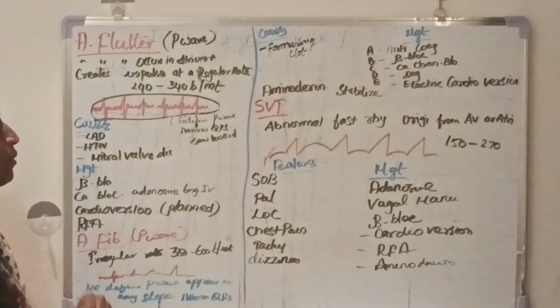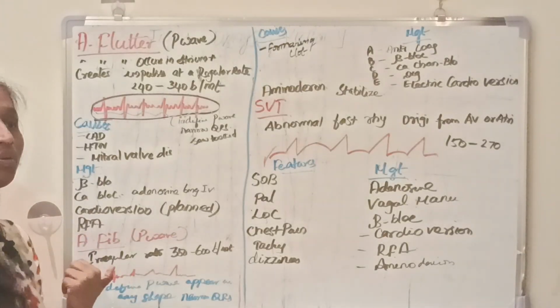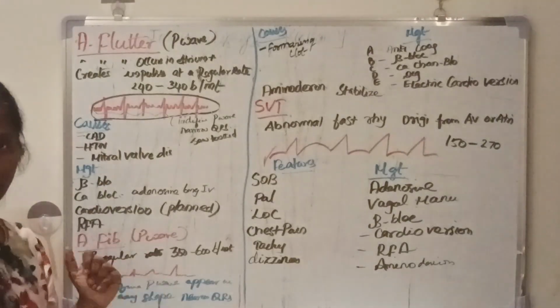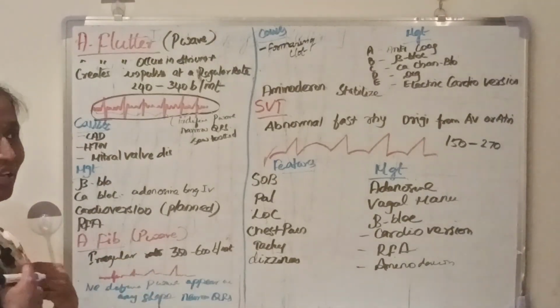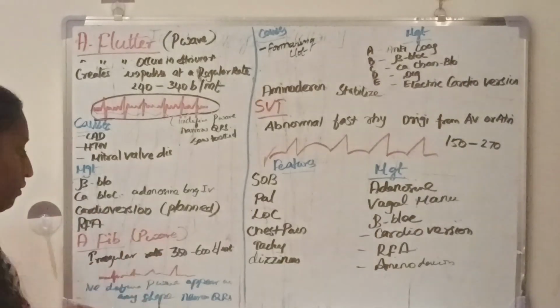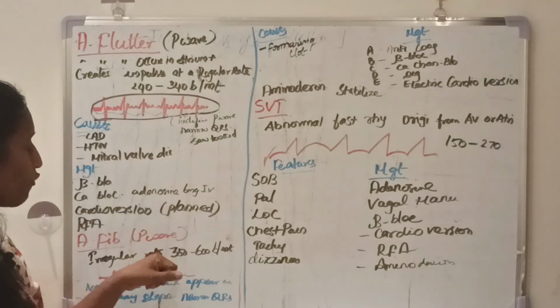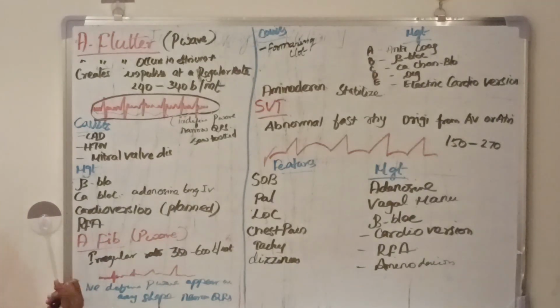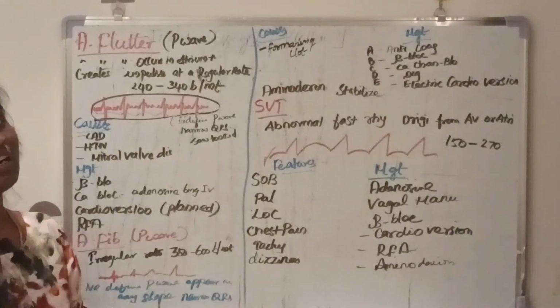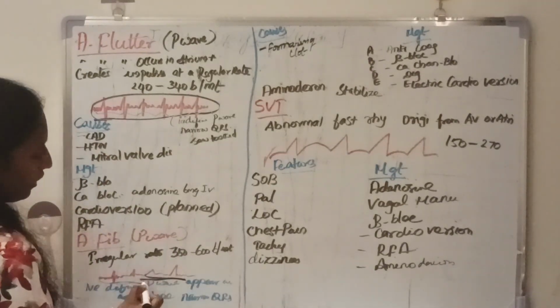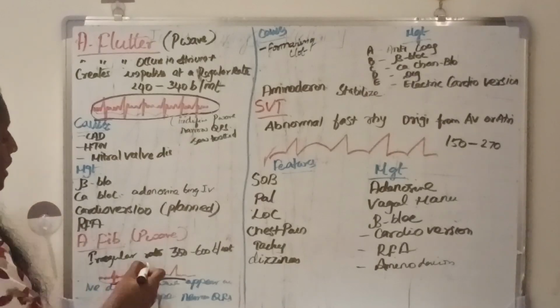Next is atrial fibrillation. This is also atrial, so you can see there are changes in the P wave. Here the rate is irregular, meaning the waveform is not in a regular way. The heart rate will be 350 to 600 beats per minute. There is no defined P wave, and the narrow QRS complex occurs in any shape. You can see the shape of the wave. That we call an irregular rate.